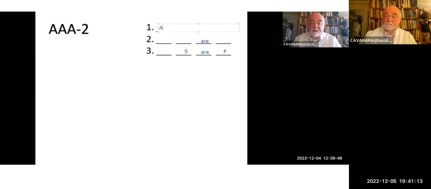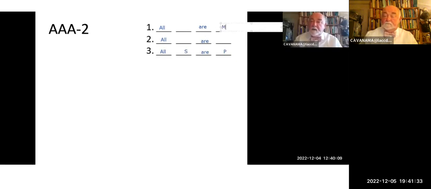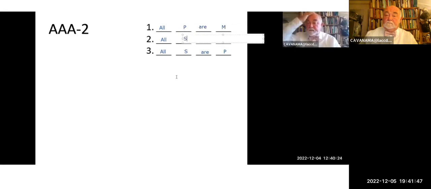Once again, same ones we did in the last example too. Because that was AAA1, this is AAA2. So there's going to be some similarity, but a key difference. Okay, because this time, instead of putting our M term in figure 1, we're going to put it in figure 2, which is different. And here, of course, our P term goes here, and our M term goes here. Okay, so all P are M, all S are M, and all S are P.